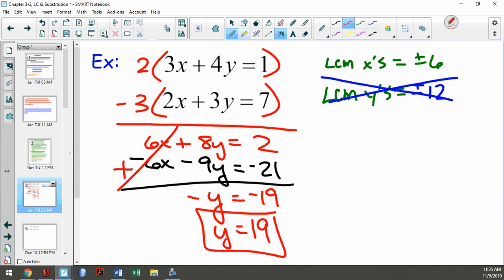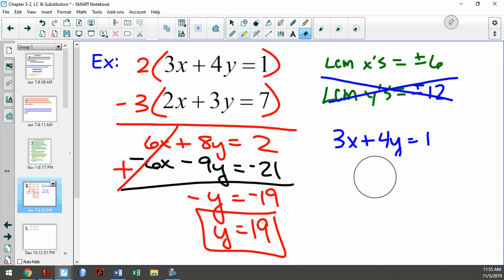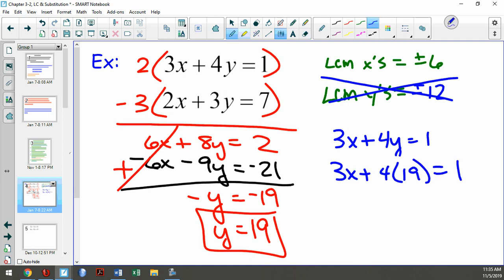Yes? Do you remember that? So now that I found y, how do I find x? Plug and chug into one of the original formulas. So I'm going to take 3x plus 4y is equal to 1. And 3 times 19 plus 4y is equal to, no, I just lied. I plugged in the wrong one. 3x plus 4 times 19 is equal to 1. I had a hot second. 4 times 19 is? It is 76.